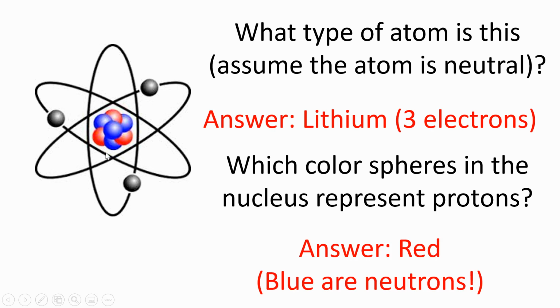And for lithium, the average atomic mass is about 6.94, which means it rounds to 7. So 7 minus 3 protons in the middle means 4 neutrons.